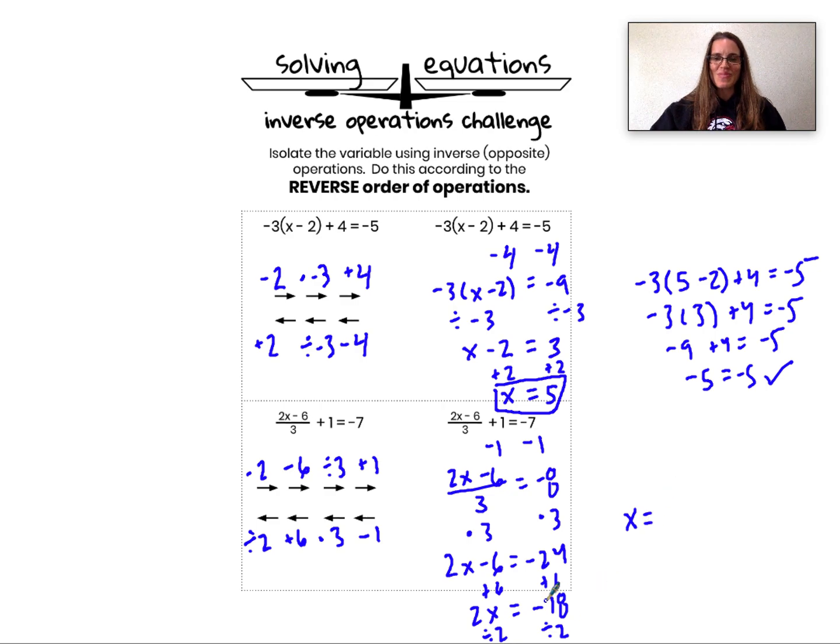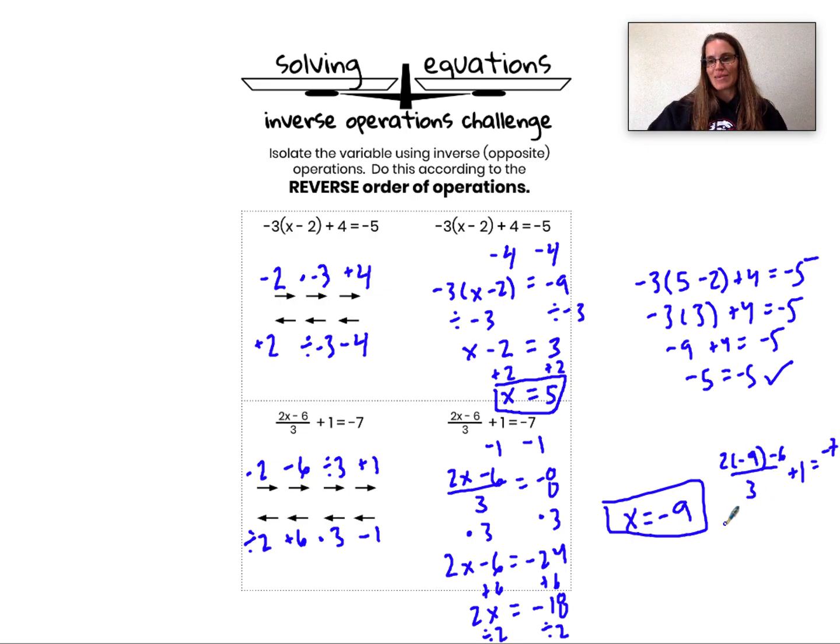Sorry, I ran out of room. And my solution to this equation is negative 18 divided by 2, which is negative 9. I would for sure recommend plugging this negative 9 back into the equation to check that my solution is correct. Does 2 times negative 9 minus 6, divided by 3, plus 1 equal negative 7? I sure hope it does.